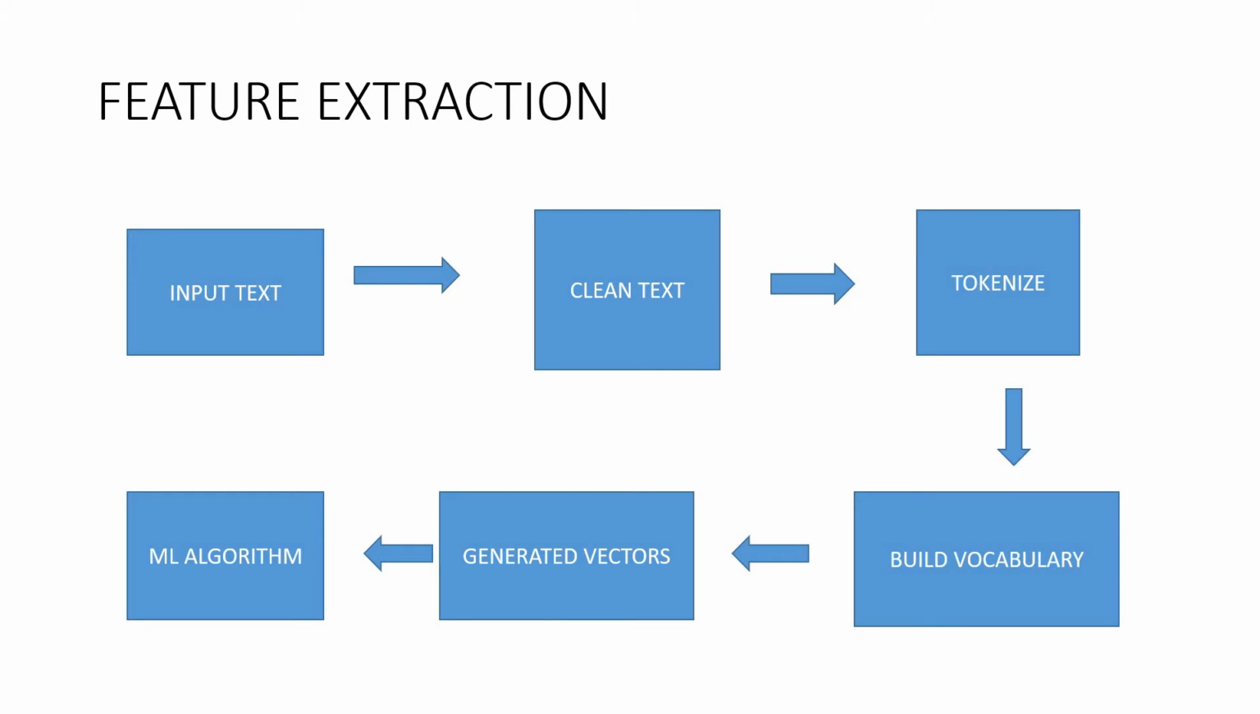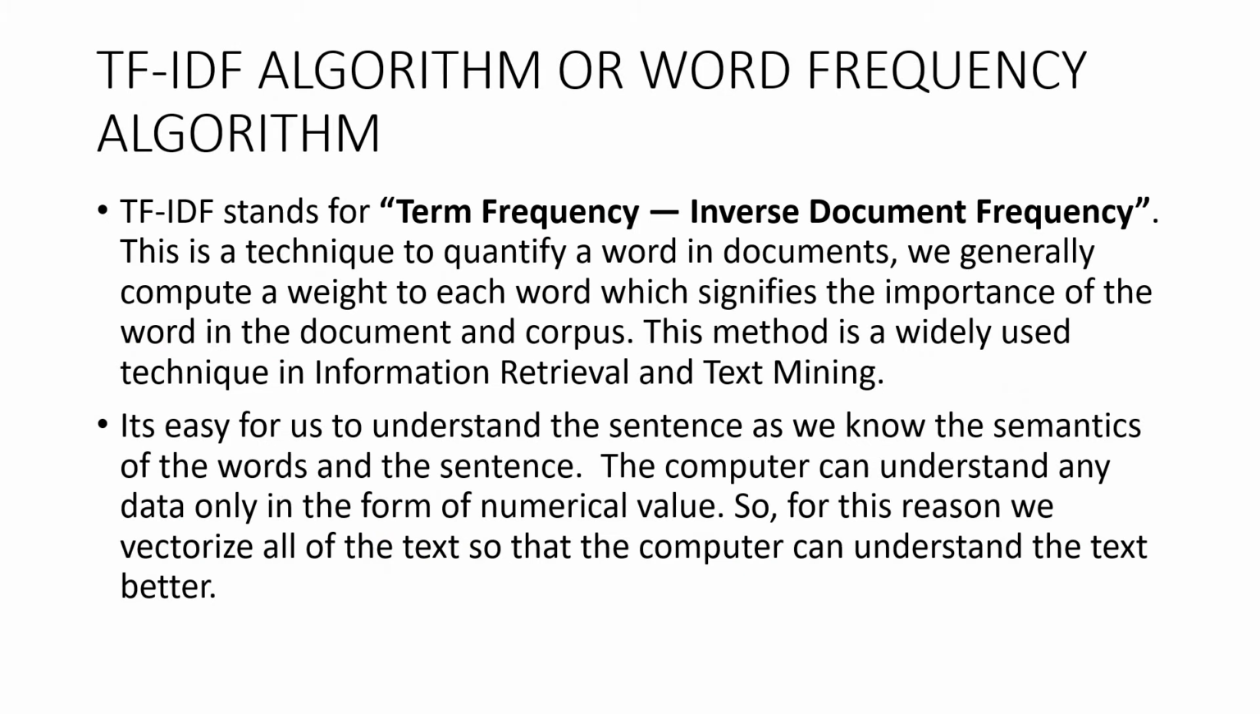These are the steps we follow during feature extraction. The input is the text. You clean the text, then you tokenize. You apply word tokenization, lemmatization, stemming. Then you build the vocabulary. Then you generate vectors. These vectors are the input to the machine learning algorithm. This is very important. This is the pictorial representation of feature extraction, and you can easily understand this.